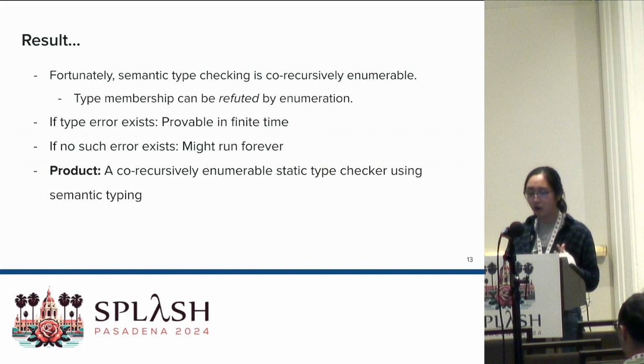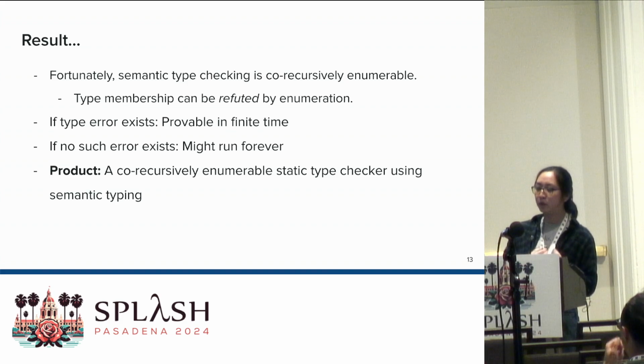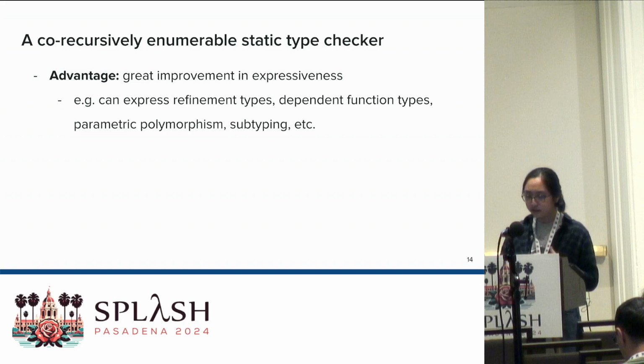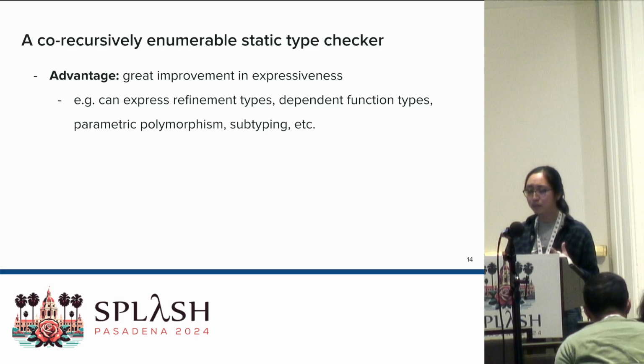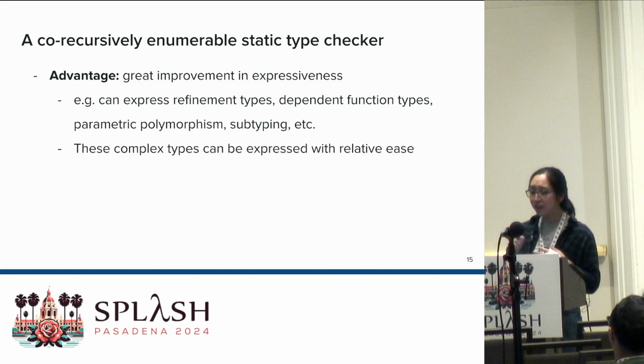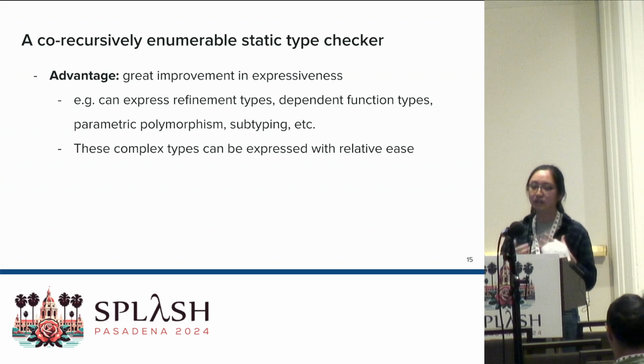So with all that, our project proposes a co-recursively enumerable type checker based on the semantic typing notion, meaning just to reiterate, if a semantic type error exists in a program, our tool will be able to prove it in finite time. The advantage here is clear. Semantic typing allows for a significant improvement in expressiveness. We have incorporated some rather complex types into the theory, but it's not really surprising since the whole appeal of semantic typing is higher expressiveness. But what is surprising is that by nature of our design, these complex types are expressed with relative ease in our theory, which we shall discuss in detail soon.